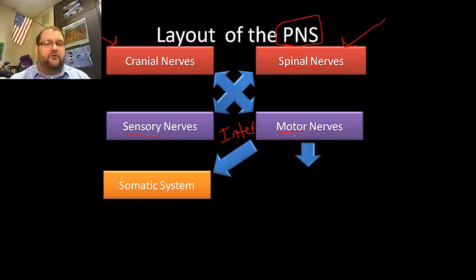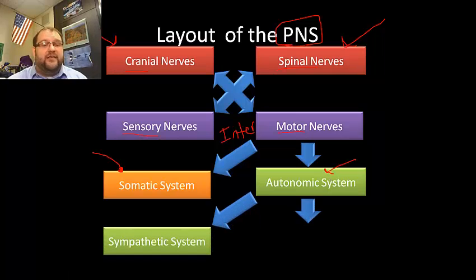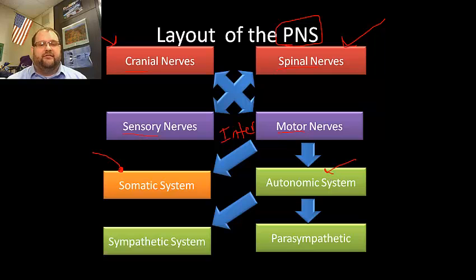If we break down the motor nerves, they either belong to the somatic system or the autonomic system. The somatic system is our actual control over our muscles. If I want to move my arm, I'd be using my somatic system. My autonomic system is going to control things that aren't really in my direct control, and we'll learn more about that later. The autonomic system is divided into two parts, and for those of you who've taken psychology, you maybe have talked about this. They are our sympathetic system and our parasympathetic system, our fight or flight response and our resting response.